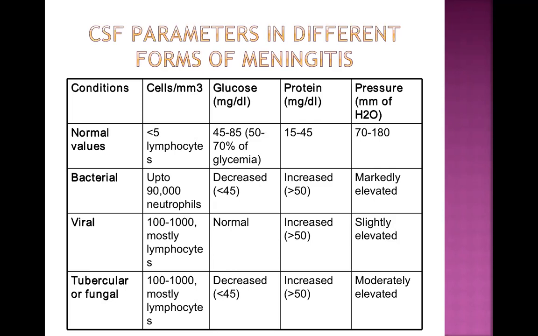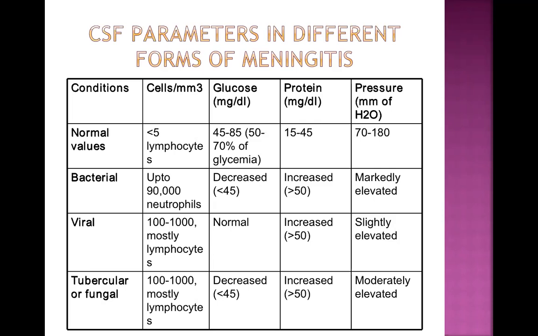Regarding tubercular or fungal meningitis, both of them are chronic types of meningitis. Cells are again increased, just in the range of viral meningitis, and again they are mostly lymphocytes because this is a chronic form of meningitis. Regarding the glucose, it is decreased now. That is the big difference between viral meningitis and tubercular meningitis regarding CSF examination.